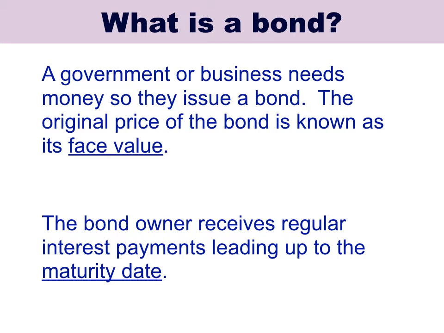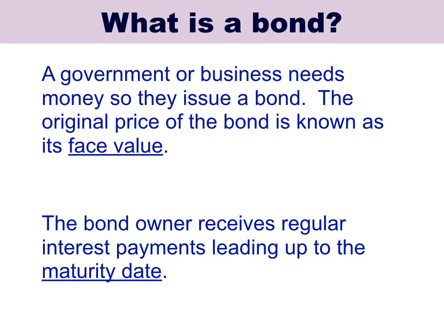So one of the things that a central bank may purchase is a government bond. Businesses also use bonds. A bond is simply an IOU. When you see a bond, it's going to have some sort of face value. This is essentially the principal of the bond. So a face value might be $100 or $1,000. This is how much that government or business is borrowing.